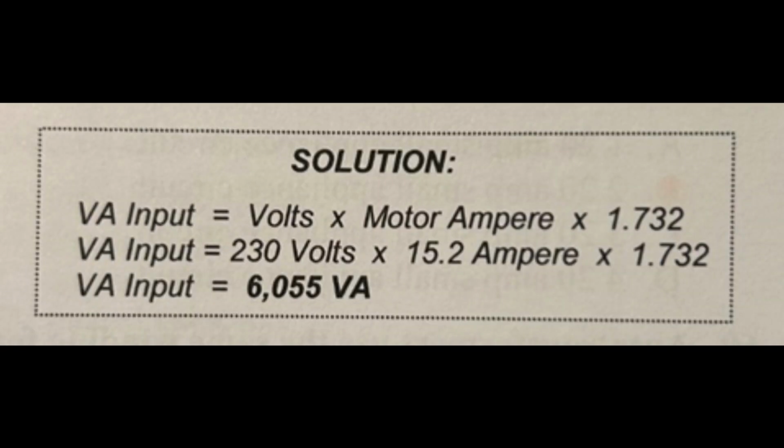Question 43. The input volt ampere of a 5 horsepower, 15.2 ampere, 230 volt, three-phase motor is closest to 6100 VA. A 5 HP motor, 15.2 amps, at 230 volts on three-phase has a VA input of 6100.